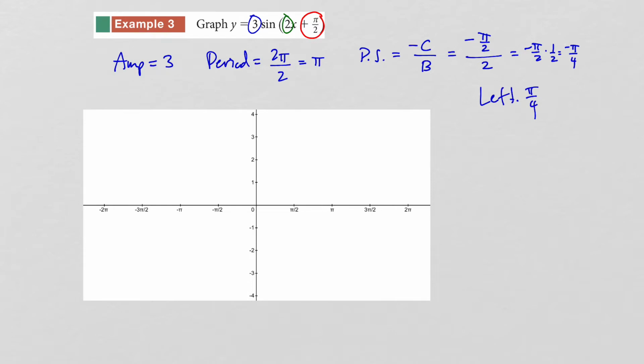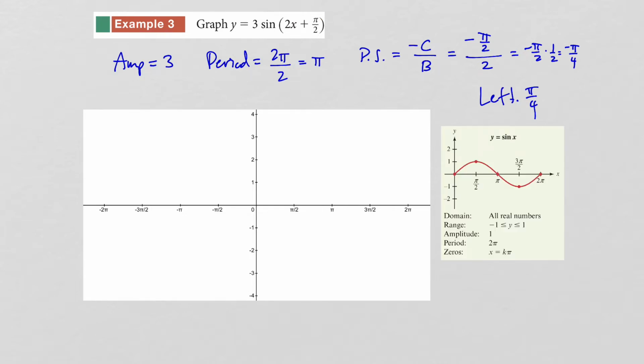Now we are still talking about the sine graph, right? So let's remember what our basic sine graph looks like. And so normally we start here at the origin, but that's going to be shifted to the left pi over 4 units. Now you'll notice on my axis here, I don't have pi over 4 labeled, but pi over 4 is half of pi over 2.